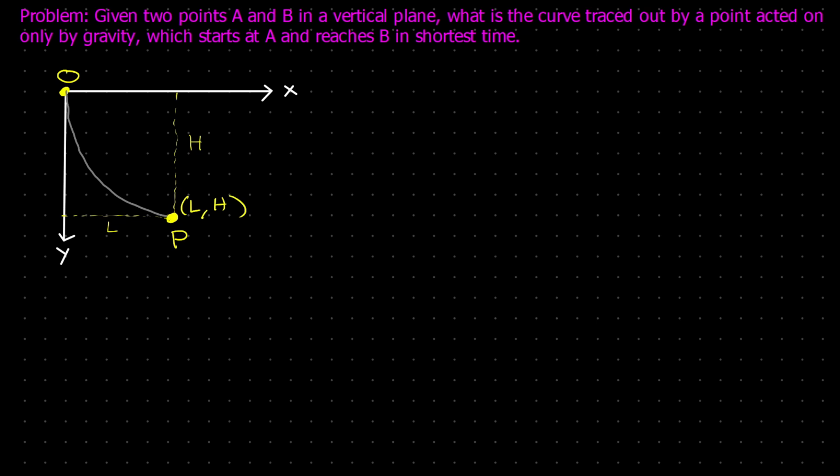So what we first need to do is develop an expression for the total time of the fall when falling from O to P along some trajectory, where this is going to be some function of the motion along the curve.